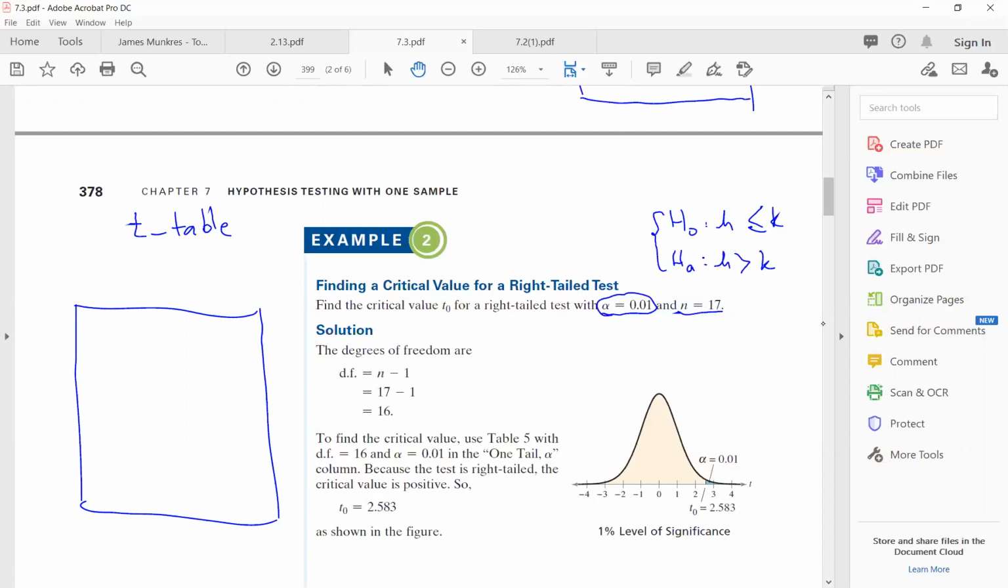On the first column, we have our degrees of freedom, which is 16. And on the very first row, you have a one-tailed test with alpha equal to 1%. The intersection between these two numbers is going to be your critical value, which is 2.583. Since it's a right-tailed test, you don't have to put any negative sign in front of your number. So the critical value stays the same.